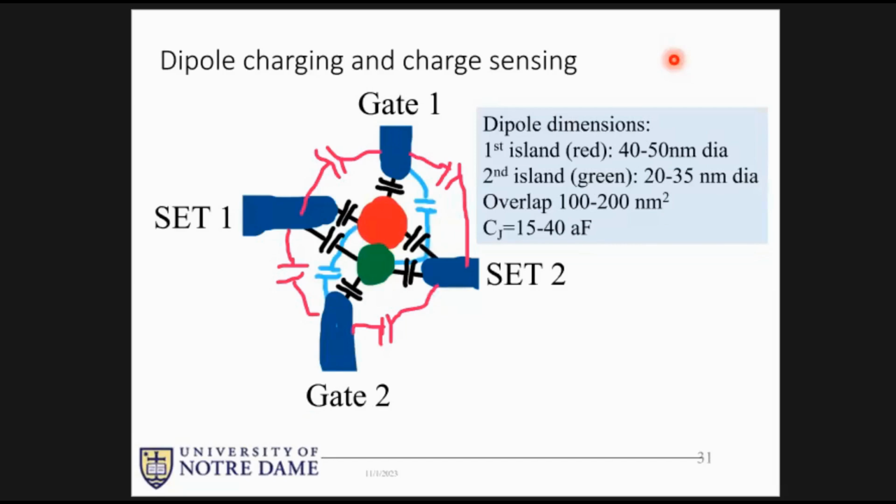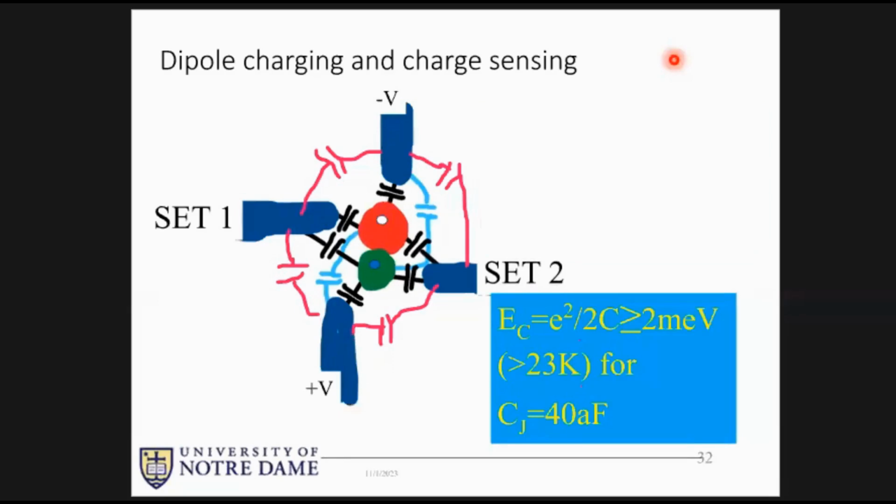And as far as the dimensions, the size of the first island is slightly bigger because it's the first evaporation. During the second evaporation, the opening is partially clogged. That's why the second dot is smaller. We're talking about dimensions of about 40 nanometers for the first one, and about 20 to 35 nanometers for the second one. The overlap is only about 100 square nanometers, and the capacitance in this case is between 15 and 40 attofarads, which gives you very good operation at temperatures up to some 20 Kelvin.